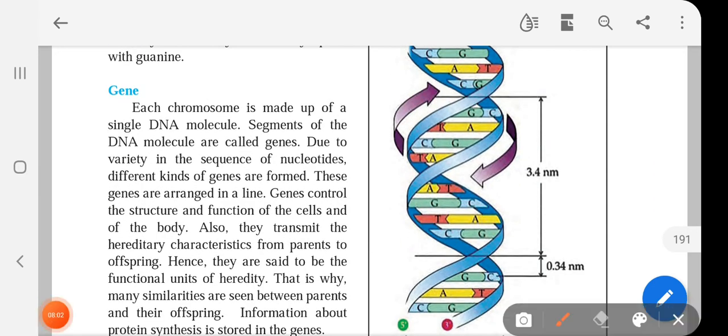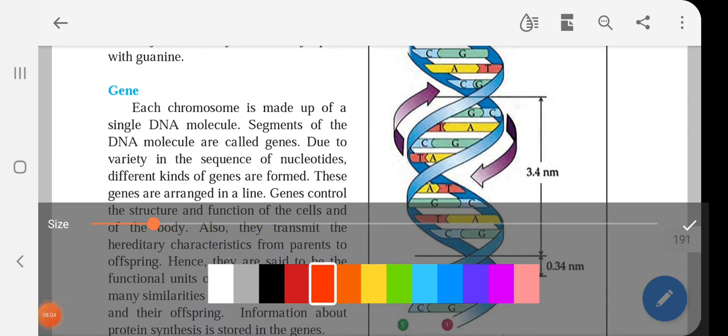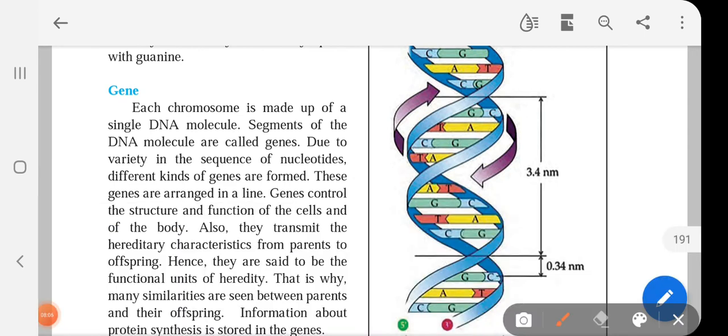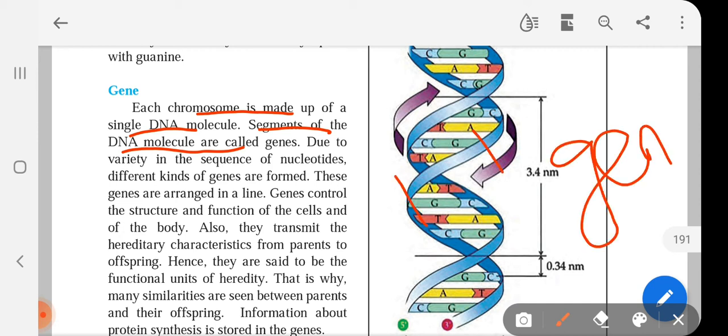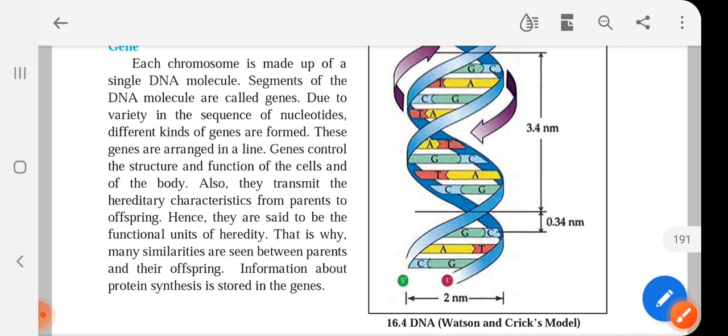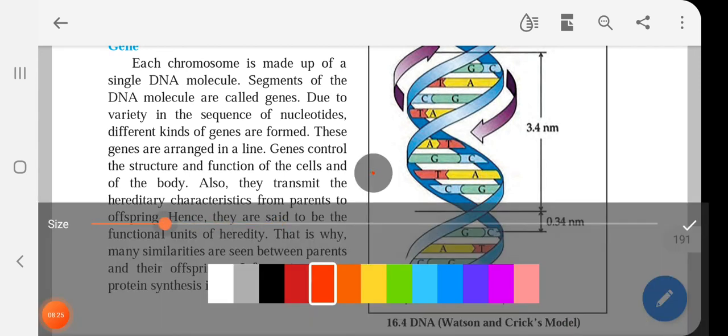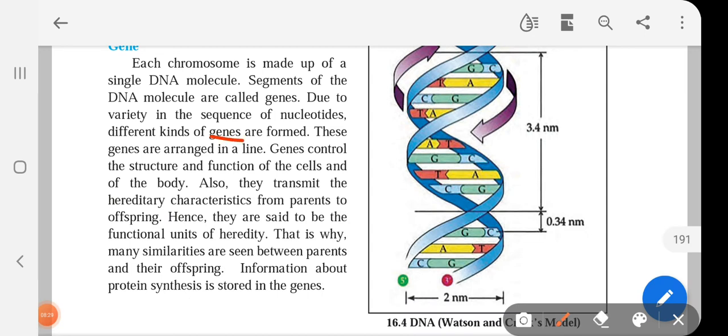Now let us talk about genes. Each chromosome is made up of a single DNA molecule. Segments of the DNA molecule are called genes. Now students, can you see here, suppose this is a segment, then this will be called a gene. Due to variety in the sequence of nucleotides, different kinds of genes are formed.